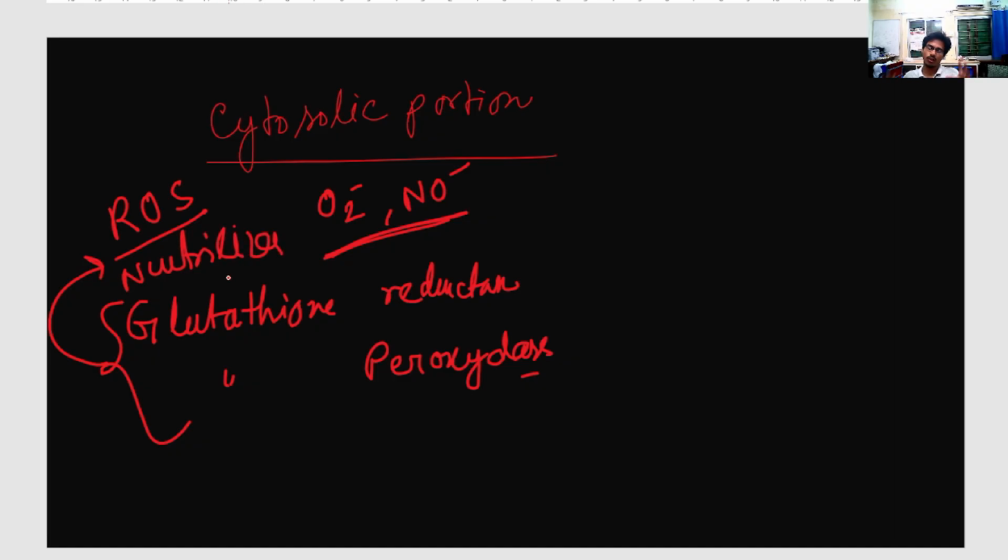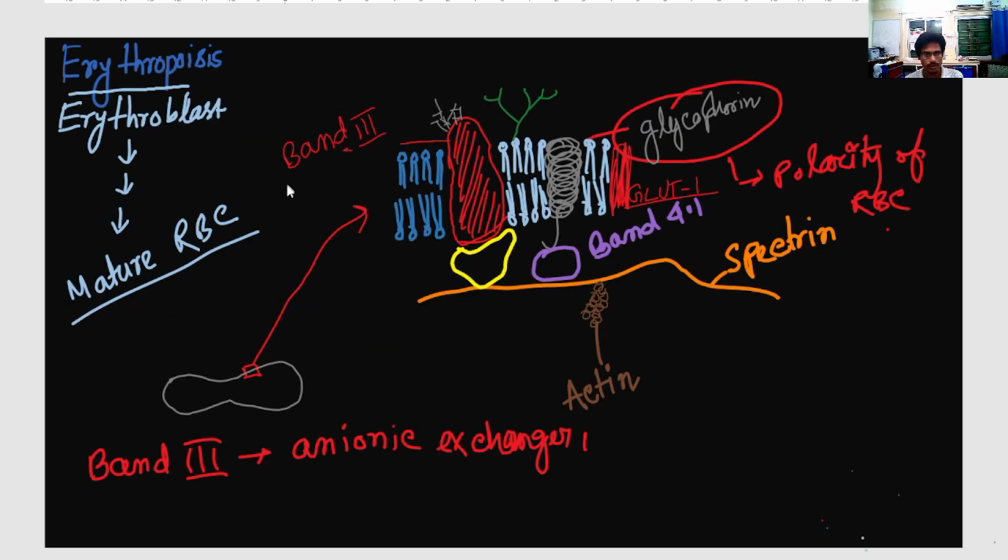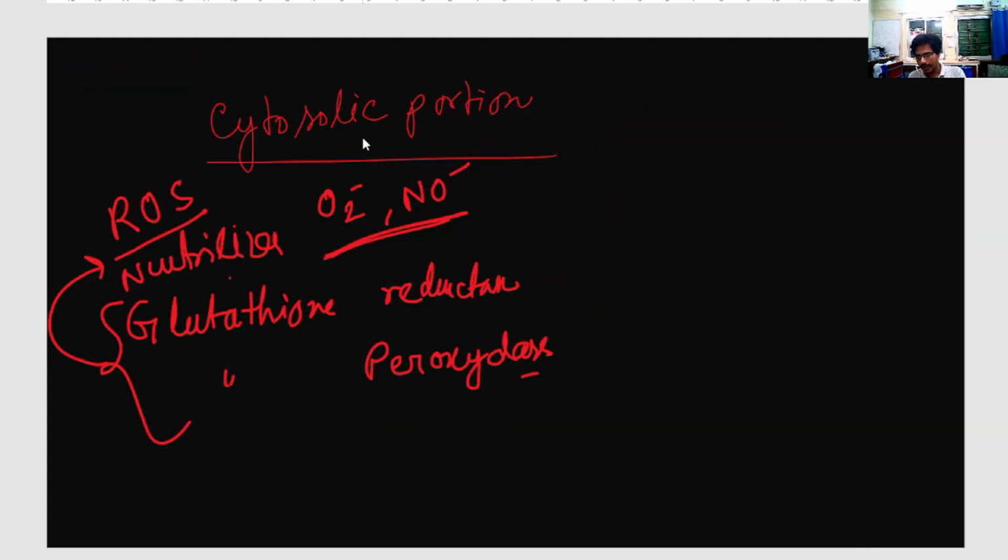Okay, so we already discussed RBC formation, and the cytosolic portions and membrane portions of the RBC, and then we go for the protein portion. Now we discuss the major component present in the RBC. One is hemoglobin.